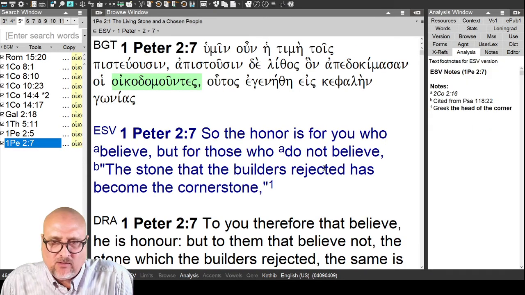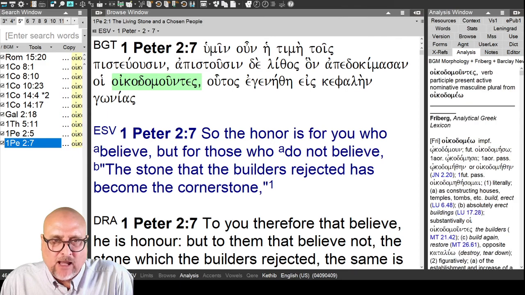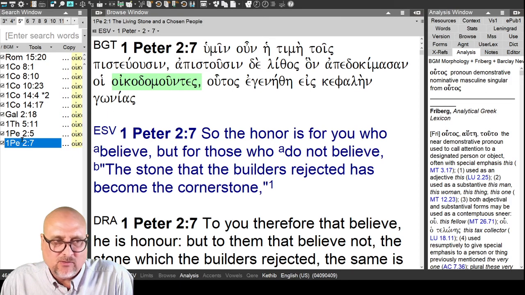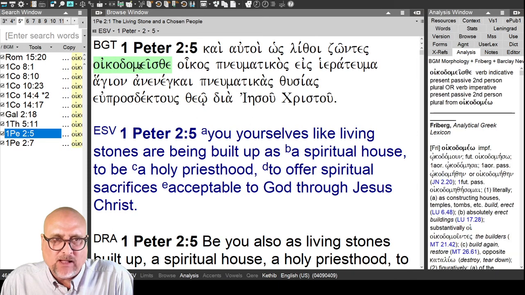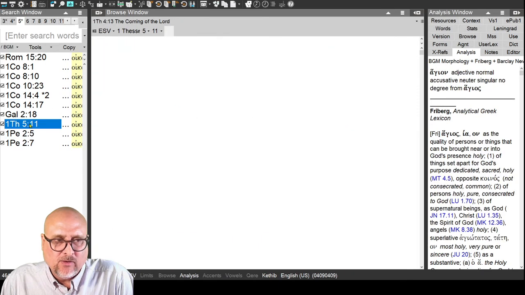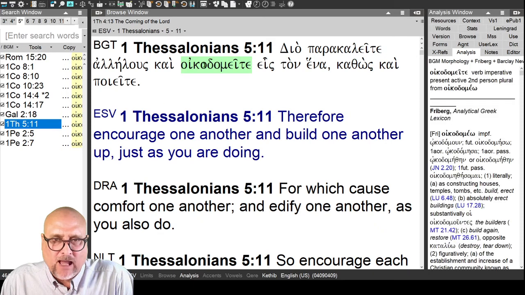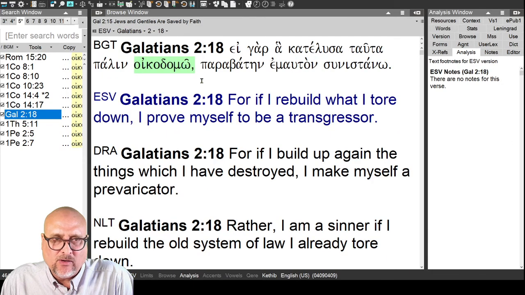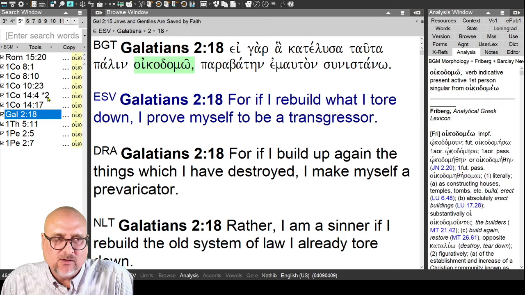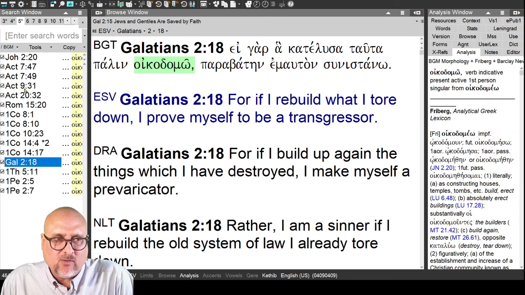The stone that the builders rejected has been house built. Okay? You yourselves are being house built. House build one another. This is the word that's universally translated "edify" in the New Testament.